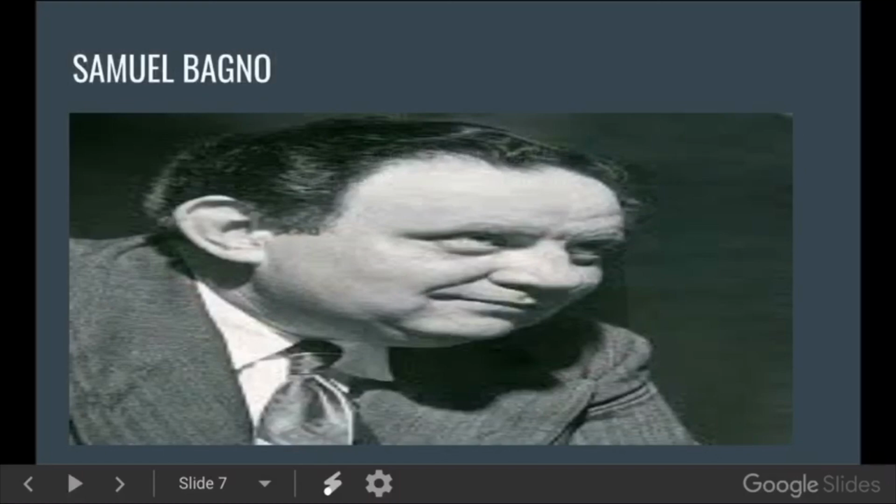And take a look at Samuel Bagno, how he looked. One more important point to note is that he invented the first motion sensor. But who invented the first electric thermostat, which we mostly use now? If we consider that, the inventor would be Warren S. Johnson. But if we consider overall, the first sensor was invented by Samuel Bagno.